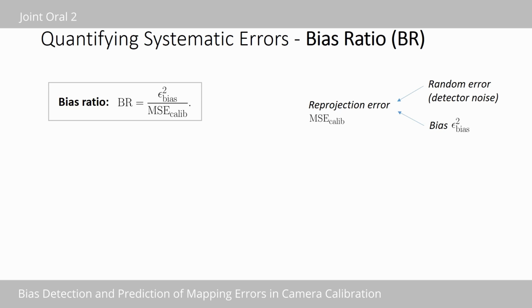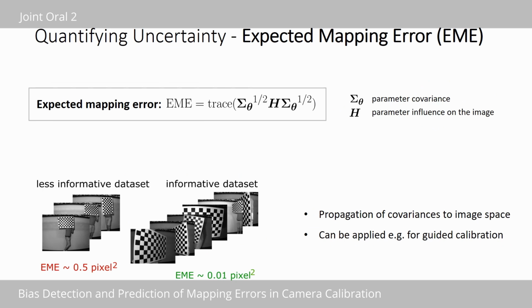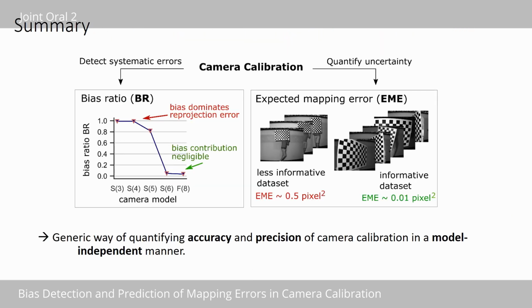To quantify systematic errors, we introduce the bias ratio, which quantifies precisely which fraction of the reprojection error is caused by biases. To quantify the remaining uncertainty, we propose a way to propagate uncertainties into image space and predict the expected mapping error. This provides information about the precision that can be achieved based on a given dataset. Importantly, both measures are independent of the underlying camera model and therefore widely applicable.